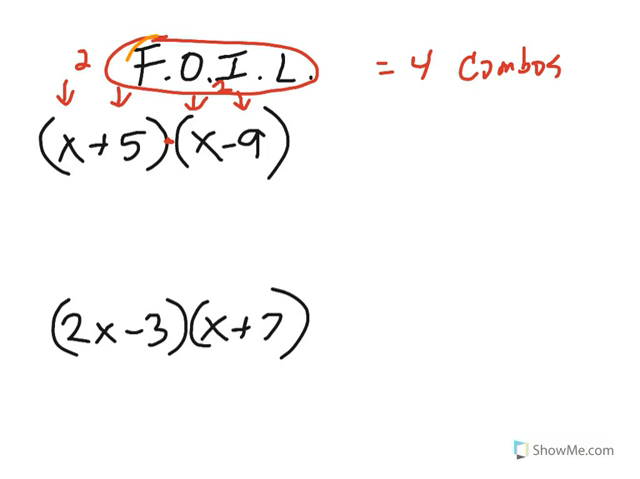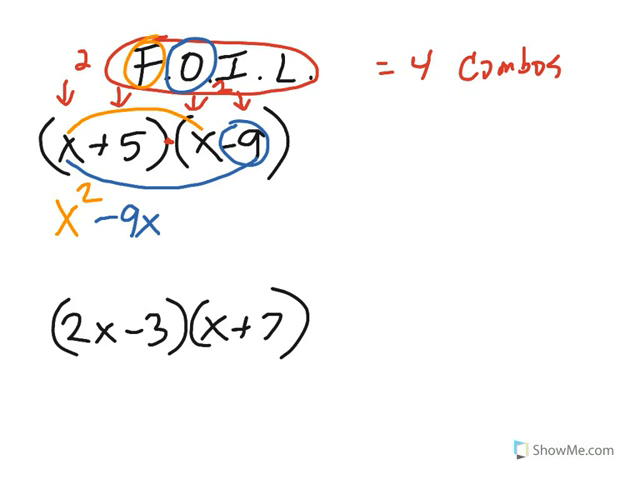So the first one, F, stands for first. That means I'm going to take the first term in each grouping and multiply them. So here's the first: x times x gives me x squared. O stands for outside or outer. So I'm going to take the ones on the outside edges. x and negative 9 are on the outside edges. And when I multiply those, remember the negative goes with the 9, it's negative 9x.